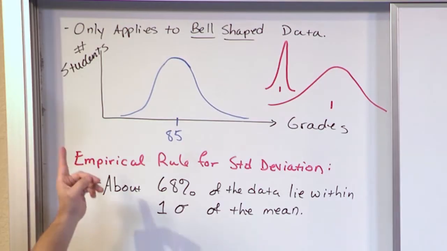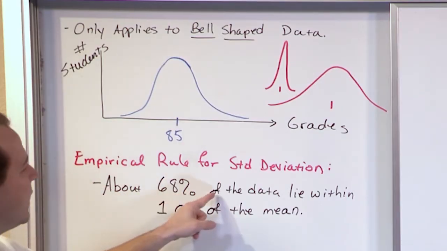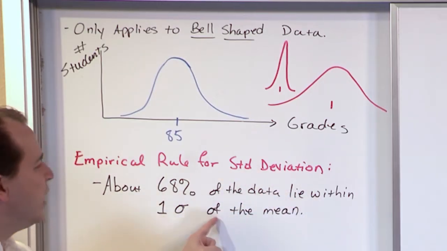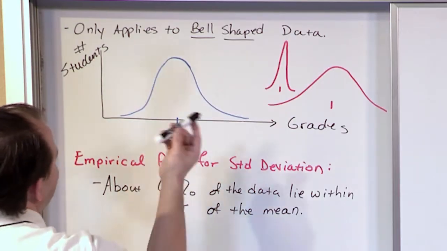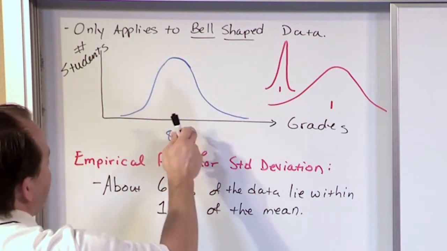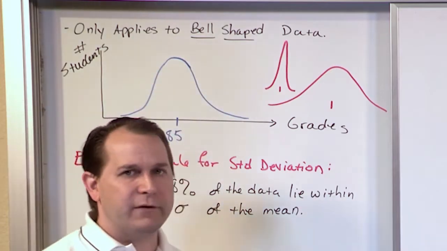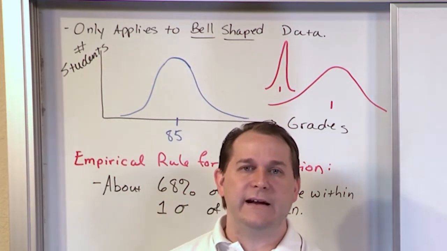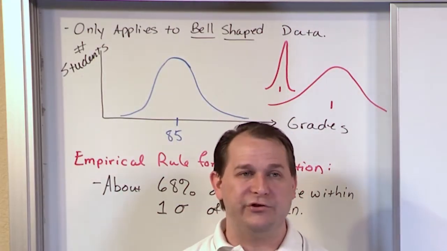If you have a data set and you know that it's bell-shaped, which most data is, about 68% of the data lies within one sigma, one standard deviation of the mean. So that means that if I have a mean of 85 and I calculate, because I know how to calculate the standard deviation, and I get a standard deviation of plus or minus 10 points, then that means that between the ranges of those grades, plus or minus 10 points around the mean, about 68% of my data is going to fall there.